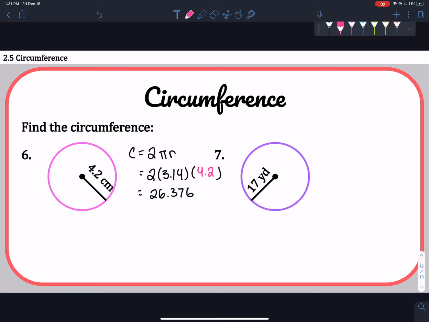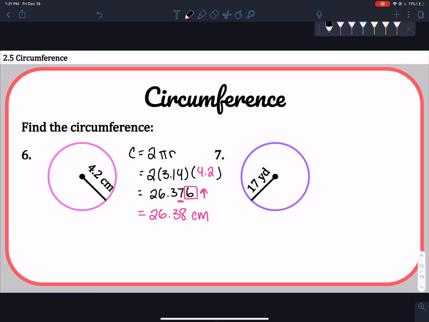Now, as an example, we want to round to the tenths place, which is this place here. So to figure out how I'm going to round, I'm going to look at the decimal to the right of it. It is larger than 5, so I'm going to round up. So when I round up, I get 26.38, and then my units is centimeters.